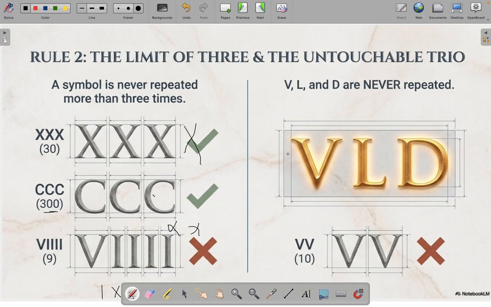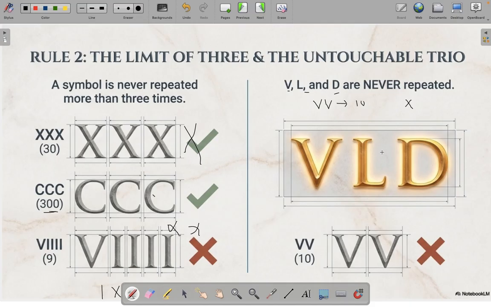Now there is one exception: V, L and D. They can never be repeated. You can never repeat V, L or D. For example, repeating V 2 times is wrong, L 2 times is also wrong, D 2 times is also wrong. Because VV means 10, but you already have a symbol for 10. Similarly, repeating L 2 times will give you 100, and you already have a symbol for 100. And if you are repeating D 2 times, you'll get 1000, and you already have a symbol for 1000.